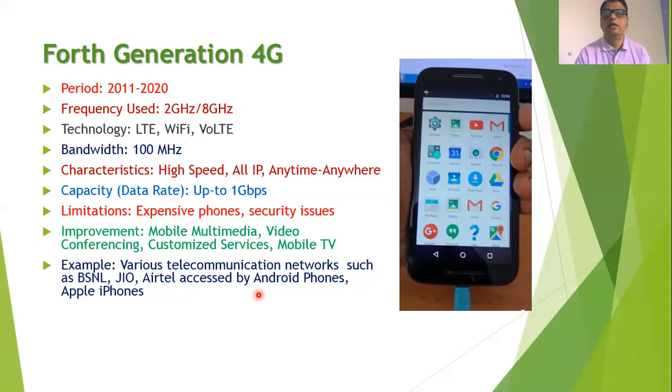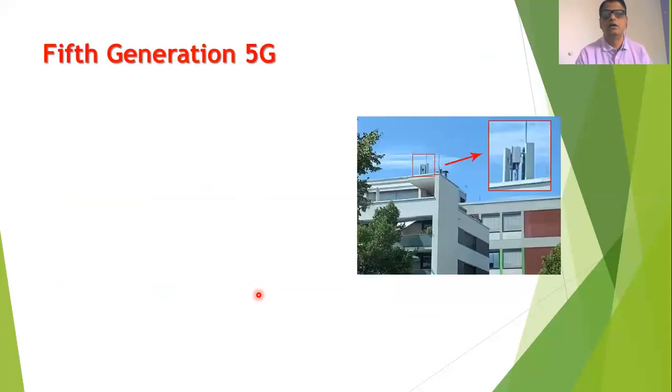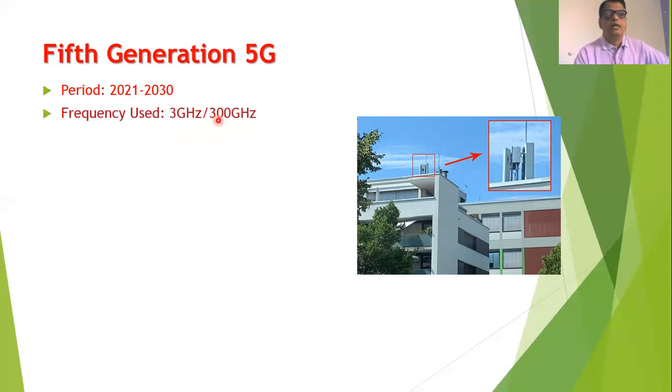So let us understand what the coming generation is and what it has to offer. Roughly, we can say that this is 5G technology. 5G technology is the next upcoming technology, and roughly this technology will commence from 2021. Already it has started in some countries, but it will commence in general from 2021 and last up to 2030. It is said that frequencies up to 300 gigahertz are permitted for use by the companies.